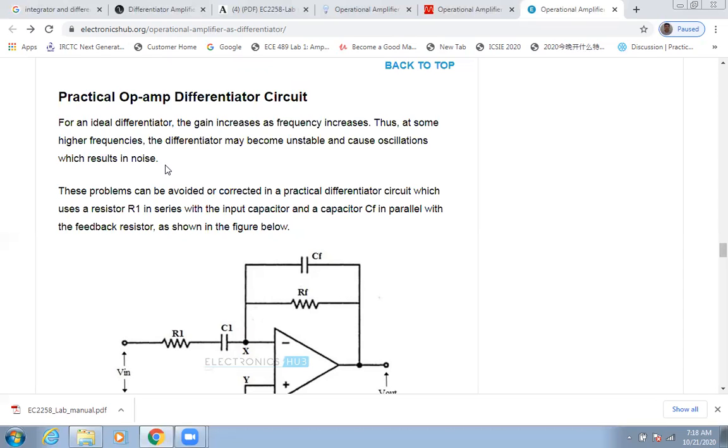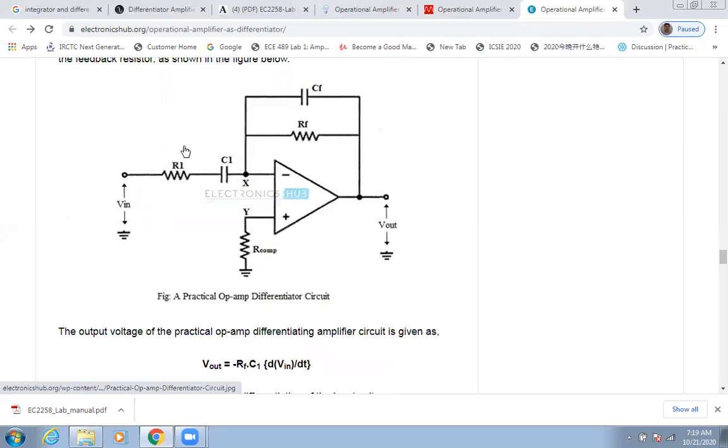The practical differentiator circuit can be designed if we use a resistor R1 in series with the input capacitor C1, and a capacitor CF in parallel with the feedback resistor RF, as shown in the figure. Here R1 is the input resistance used in series with C1, and the CF capacitor is used in parallel with RF.